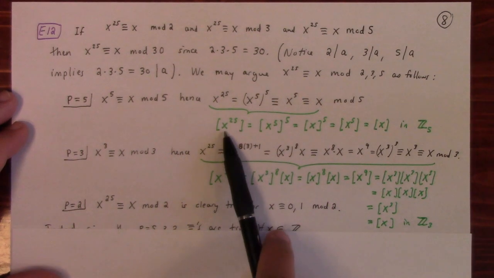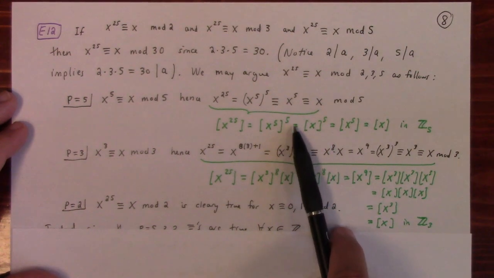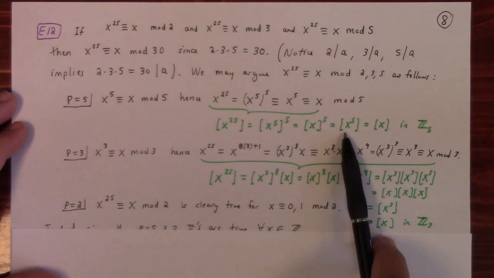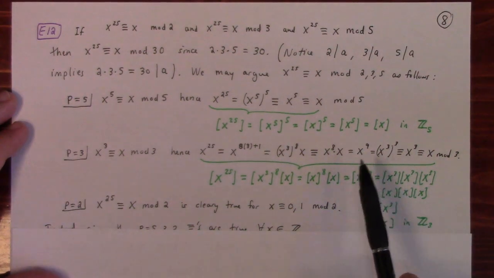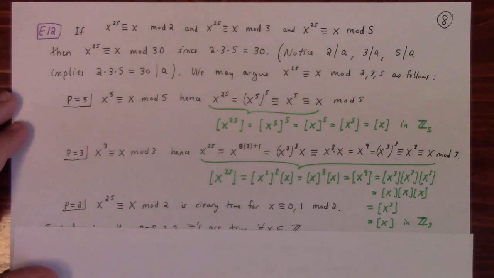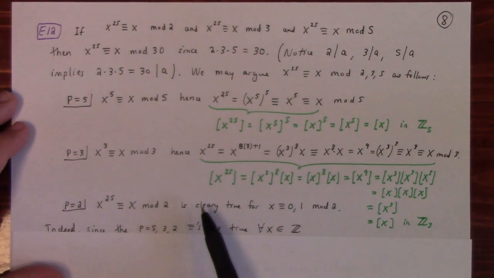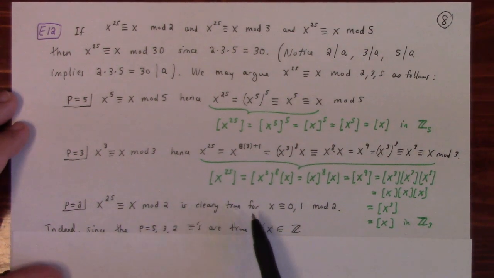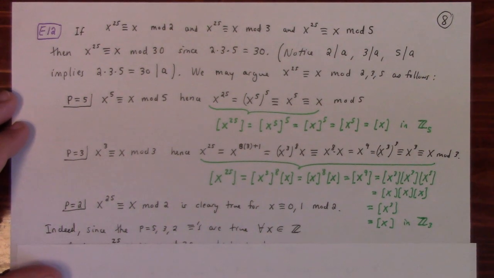All right, same calculation up here. 25th, this 5 squared is 5 to the 5th rather, x to the 5th to the 5th, which is x to the 5th, which is x, using the corollary to Fermat's little theorem. All right. And then finally, x to the 25th is congruent to x mod 2. That's easy enough to prove. Just plug in 0 and 1 mod 2. You get 0 is congruent to 0 and 1 is congruent to 1. So hooray! So there we go.